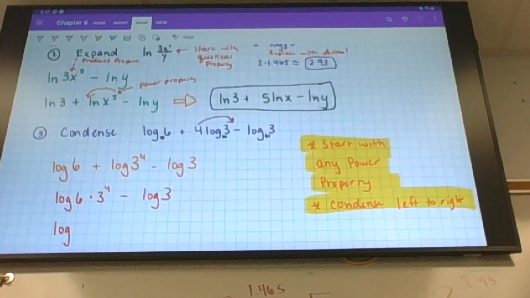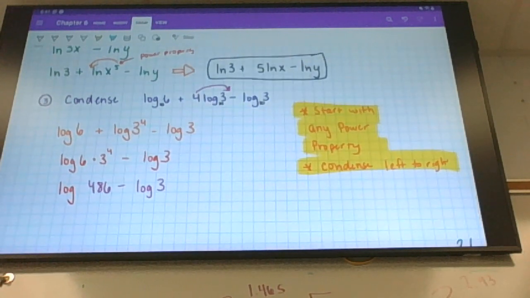Alright, so this is actually log of 6 times 81, which is 486, minus log 3. And now last is the quotient property: 486 over 3. 486, because I did 6 times 3 to the 4th power. Multiply the arguments.